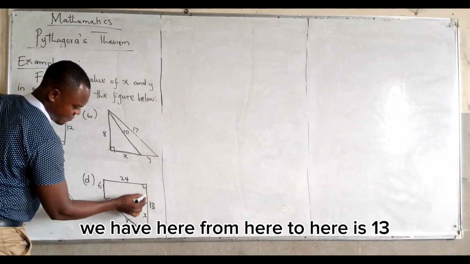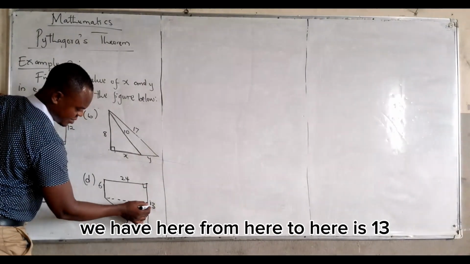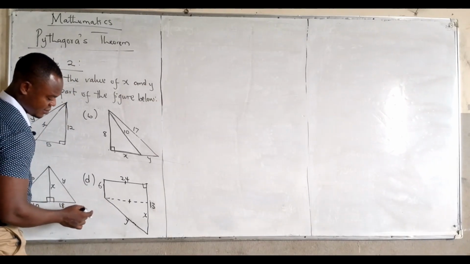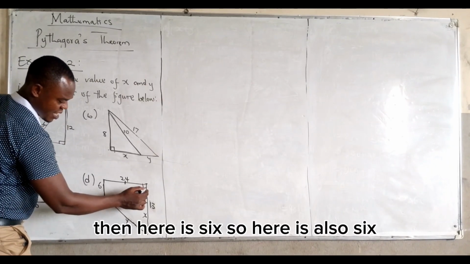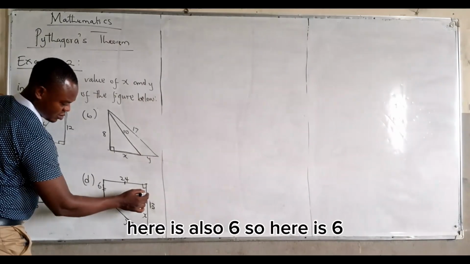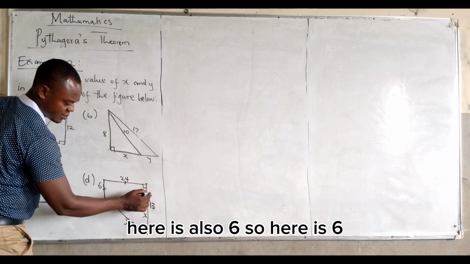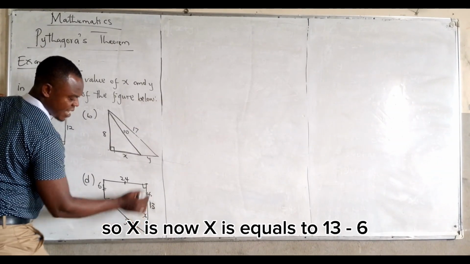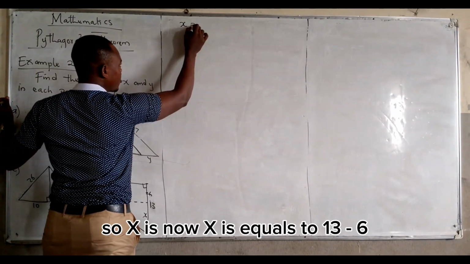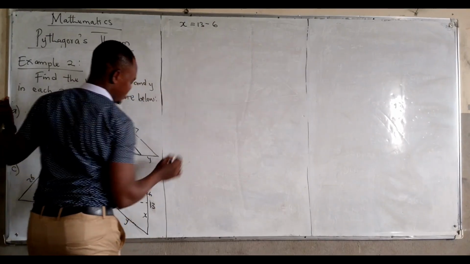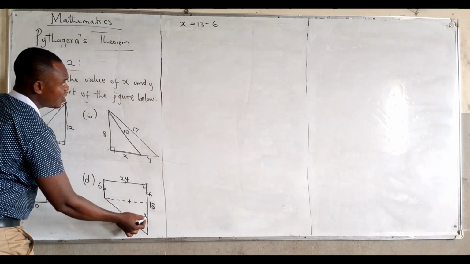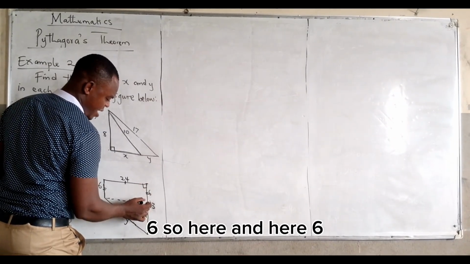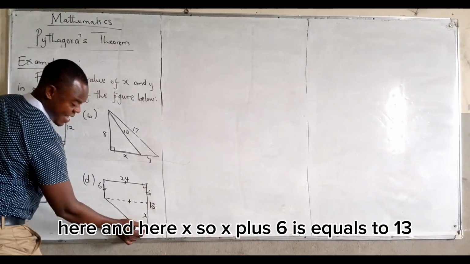We have here, from here to here is 13. Here and here they are the same because they are parallel. Then here is 6, so here is also 6. Here is also 6. So the whole of this from here to here is 13. So x is now equal to 13 minus 6. Do you get it? So here and here 6, here and here x.